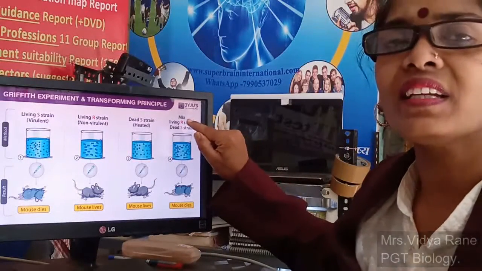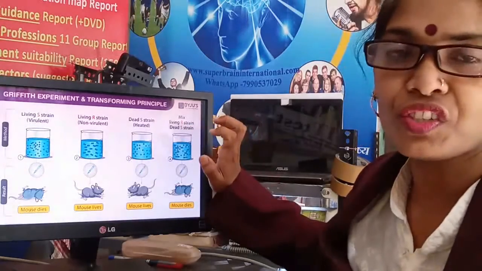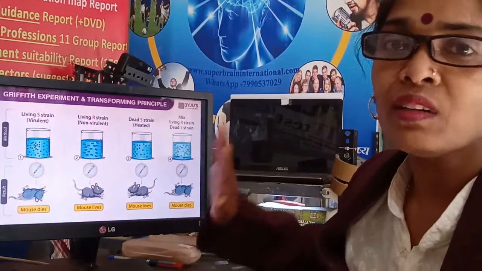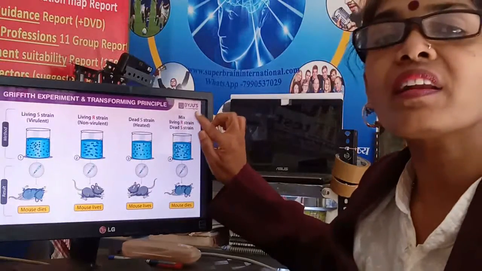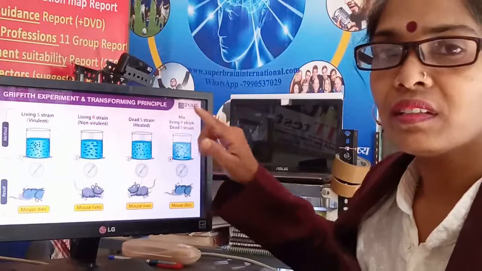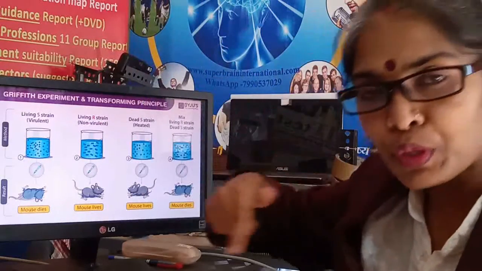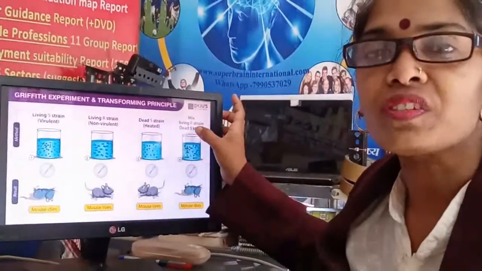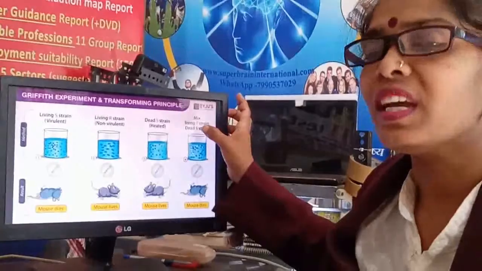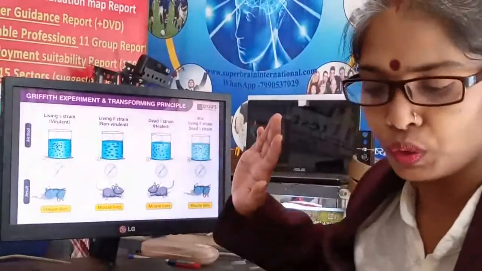So this means that the living R strain is converted into S strain, and the material which is responsible for converting this R strain, the rough strain, which lacks a capsule, is able to produce a capsule around it and convert into an S strain, that is the virulent strain. The reason behind this he was not knowing.